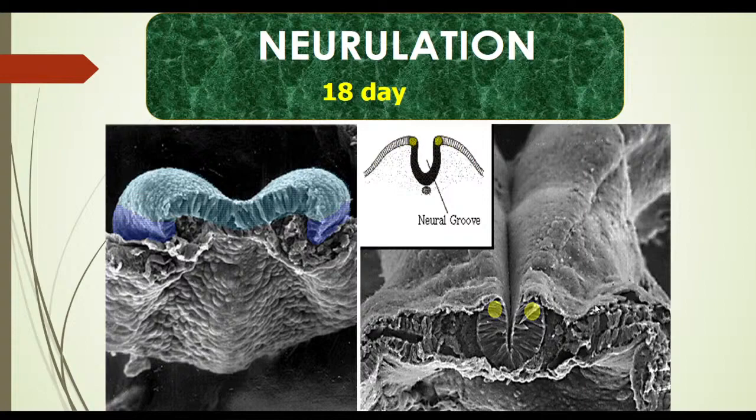In the next slide we have a very good view of the neural groove, neural fold, and endoderm, mesoderm with somites, and splanchnopleuric mesoderm, and the coelomic area, the coelom between the parietal and visceral layers of mesoderm.